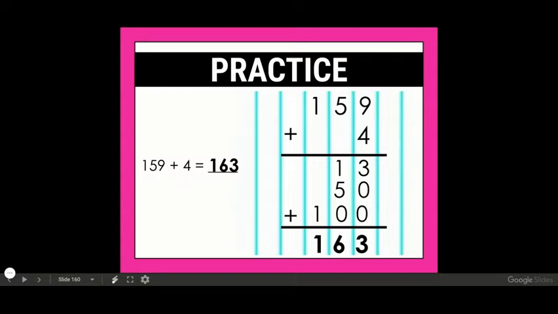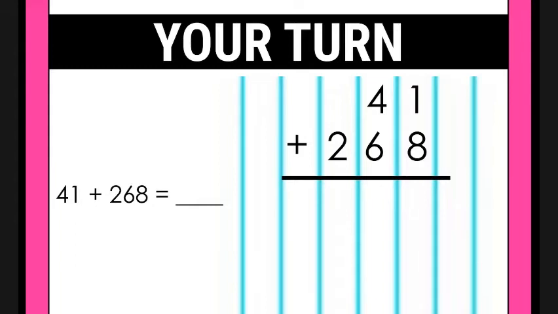Now it's your turn to do some problems with me. So go ahead and grab your paper, grab a pencil, and let's get started. Our first problem that we are going to do together is 41 plus 268. So on your paper, go ahead and write the problem vertically, so up and down, 41 plus 268. And make sure that your ones are right in line, your tens are right in line, and your hundreds are right in line.